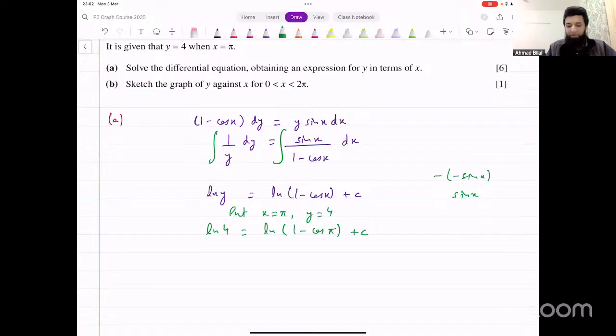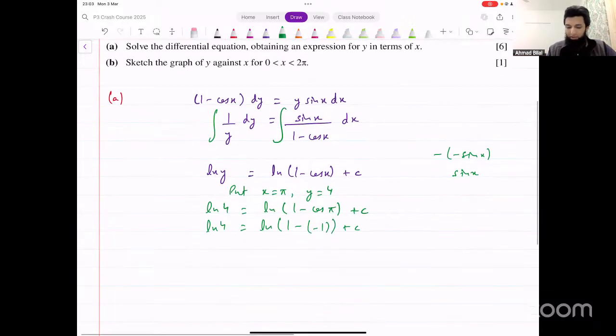Okay, now keep it in exact form. Do not use decimals. We avoid using decimals as much as possible inside equations. So we will not use decimals here. We will keep it in ln form. So it's ln 4 that equals ln of 1 minus cos of pi. What's cos of pi? Cos pi is minus 1, right? Yeah, cos pi is minus 1. And that leaves you with ln 4 equals ln 2 plus c, and c equals ln 4 minus ln 2.